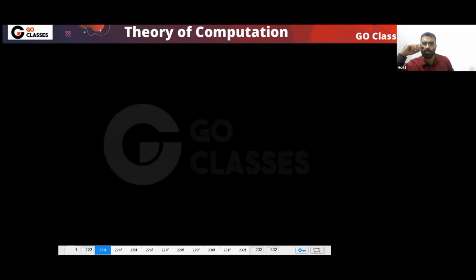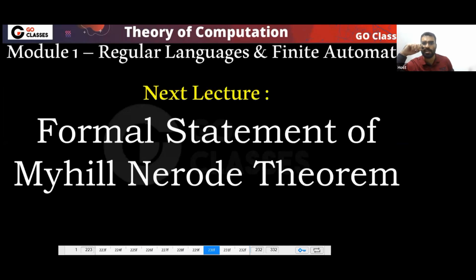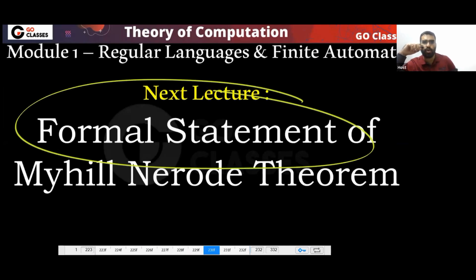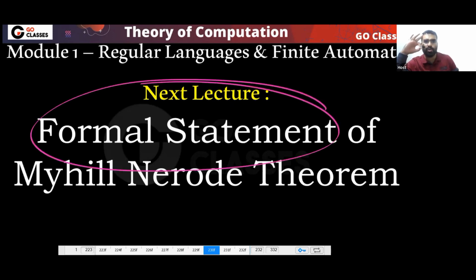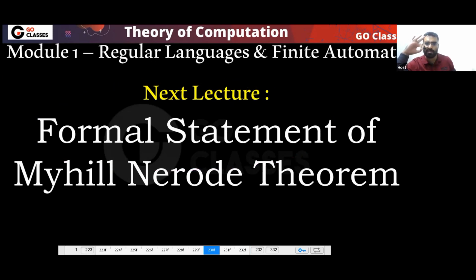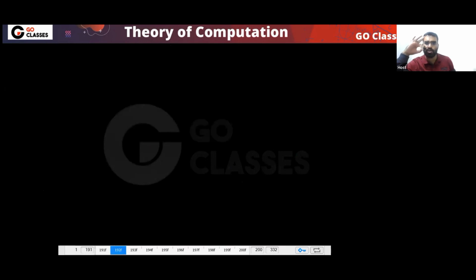What we have seen so far is the idea of the Myhill-Nerode theorem. Tomorrow I will tell you the formal statement of the Myhill-Nerode theorem. But whatever we have seen, this is your Myhill-Nerode theorem. Did you understand this? Tell me.